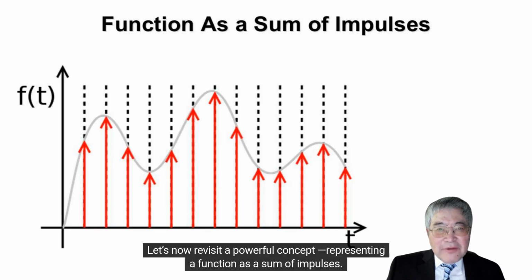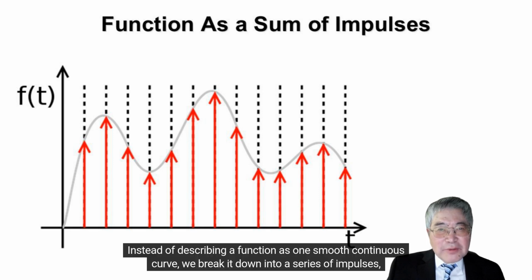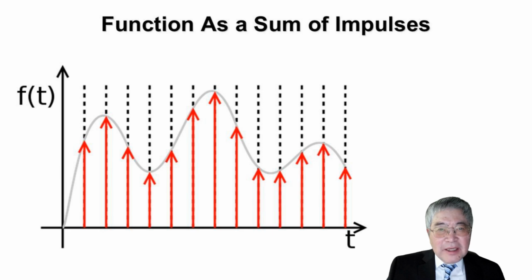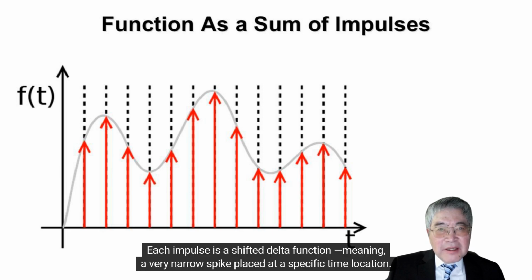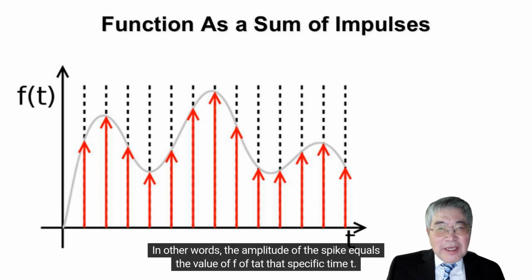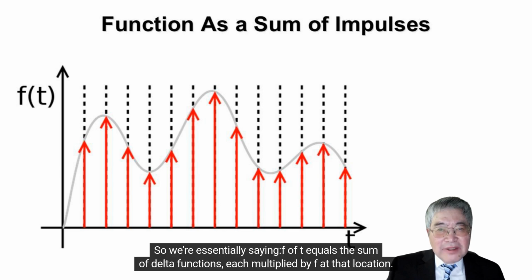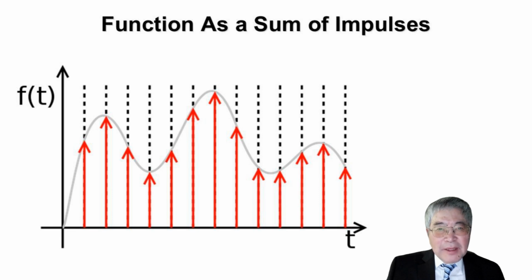Let's now revisit a powerful concept: representing a function as a sum of impulses. Here's the idea. Instead of describing a function as one smooth continuous curve, we break it down into a series of impulses or spikes. Each impulse is a shifted delta function, meaning a very narrow spike placed at a specific time location. We scale each spike by the height of the function at that point. In other words, the amplitude of the spike equals the value of f at that specific time t. So we're essentially saying f of t equals the sum of delta functions, each multiplied by f at that location.